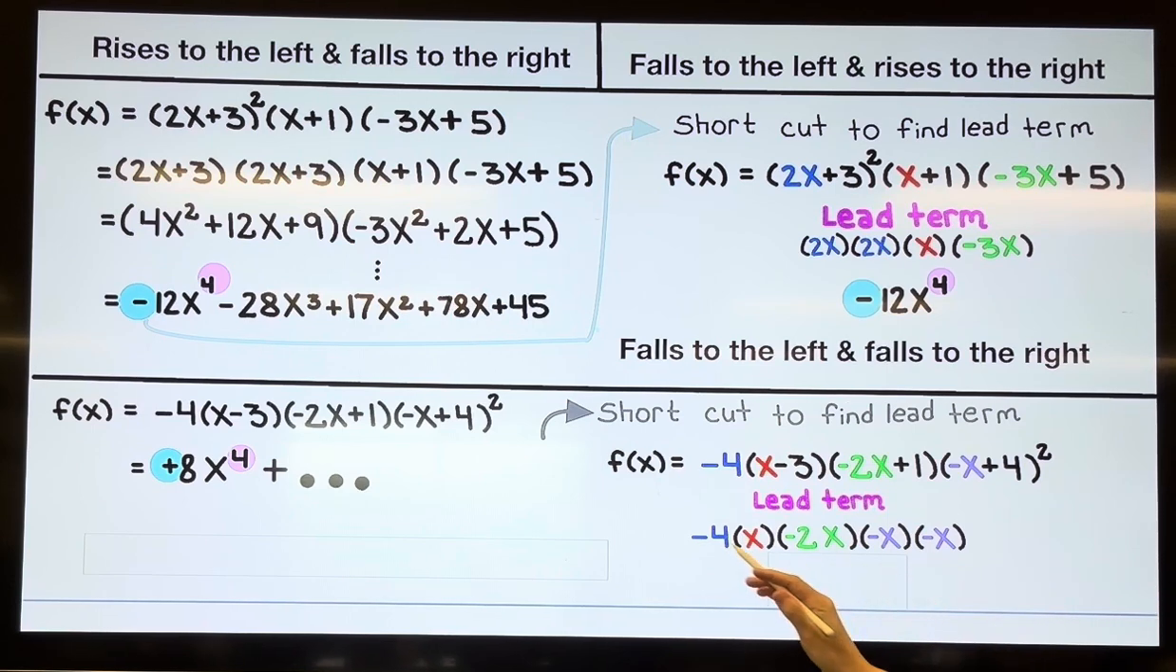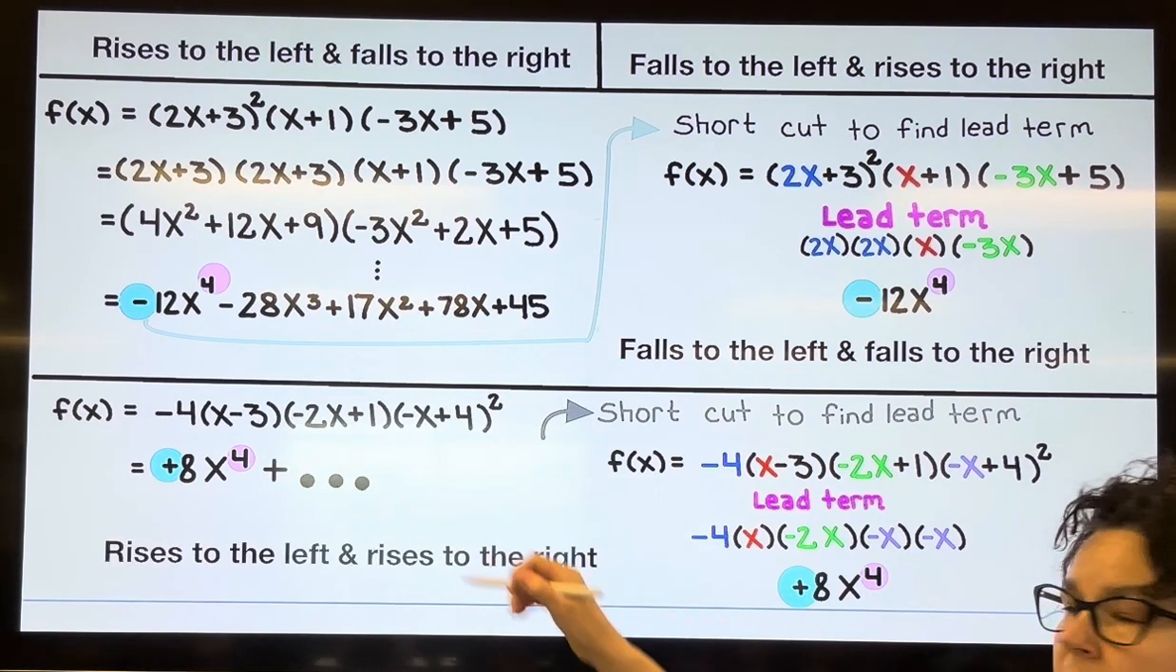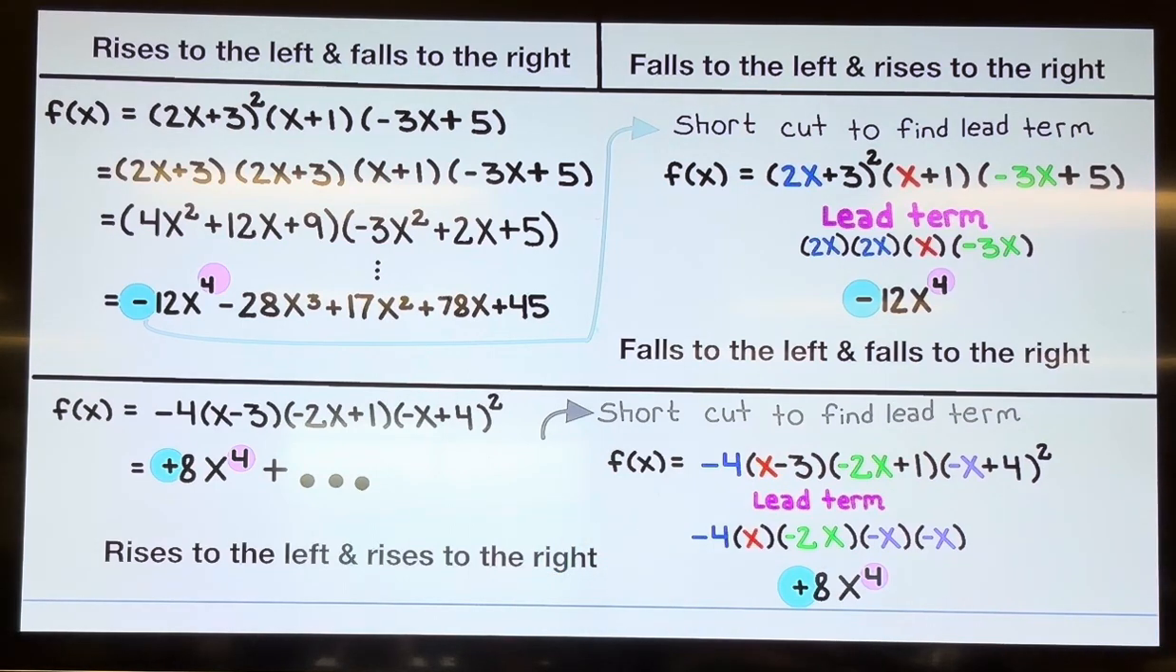Multiply all this together: 1, 2, 3, 4 negatives, an even amount of negatives, so it's positive. 4 times 2 is 8, so I have positive 8. And then 1, 2, 3, 4, x to the 4th. So I have positive 8x to the 4th. Even, both up or both down. Positive, so both up. So it's rising to the left and rising to the right.